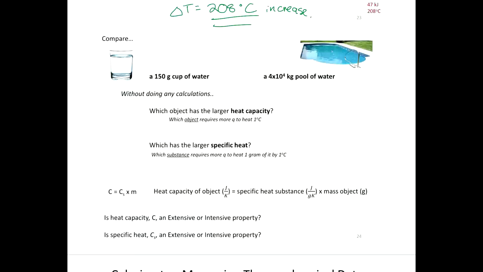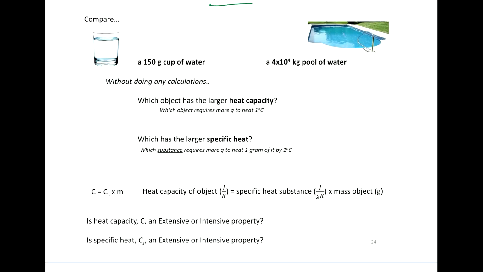Put it all together, those ideas of heat capacity and specific heat. So let's compare without doing any calculations. I have a cup of water and a pool of water. Which object has a larger heat capacity? Or let me reword it. Really what I'm asking here, since it's heat capacity, is which object requires more heat to heat 1 degree Celsius? It's going to be the pool, because there's tons of water there, tons of mass. There's tons of water to heat up there.